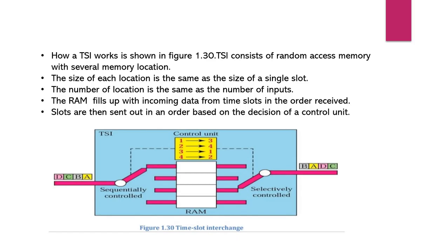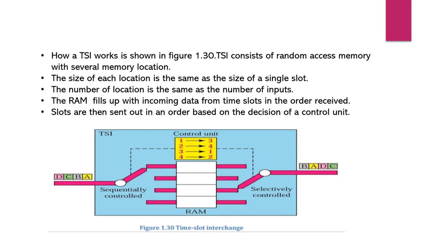The left hand side is sequentially controlled. The right hand side is selectively controlled. The sequentially controlled is in one order, A B C D, but the selectively controlled has some desired orders. Here we are using B A D C. Here we are using only one memory unit and a control unit. The memory unit, the RAM, is used for storing the data for how to connect the left hand side to the right hand side. The control unit controls the connections between the two sides.